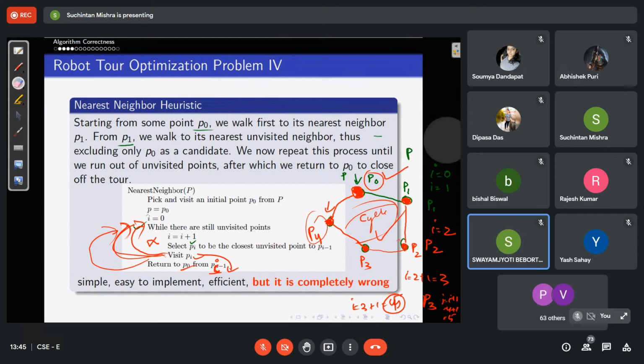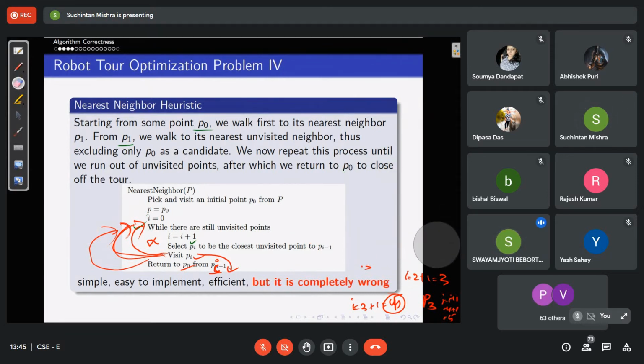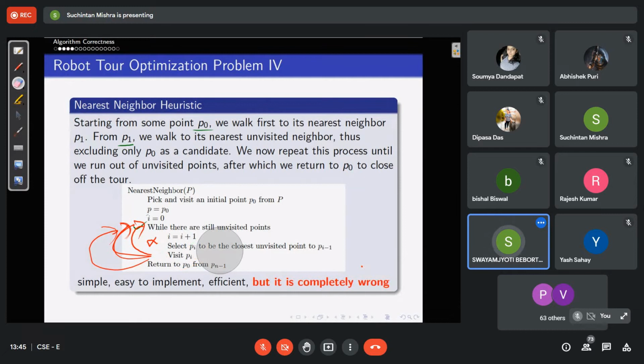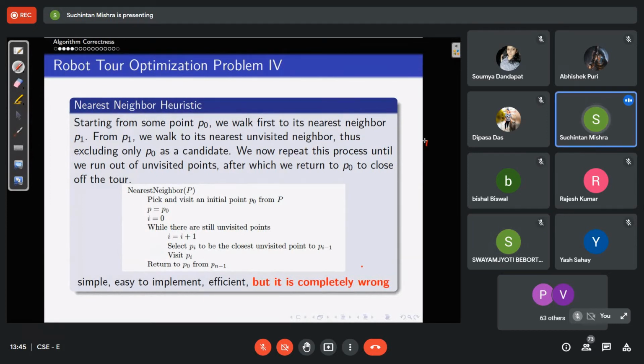Excuse me, sir, while starting from P0, it has two nearest points. Then will it choose randomly or choose a particular one? Yes, there is where we will come. I will answer this question in the next slide. Very good question.